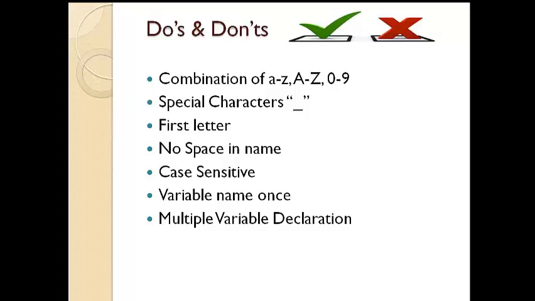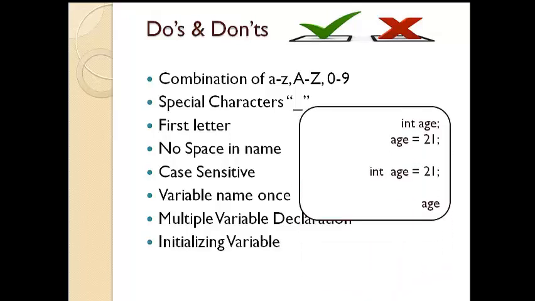Once you have declared a variable, now you have to assign a value to the variable. How to assign: after declaring int age, in some other line, you can assign a value to the variable like this, age equal to 21. It is called declaring a variable and assigning a value to the variable.